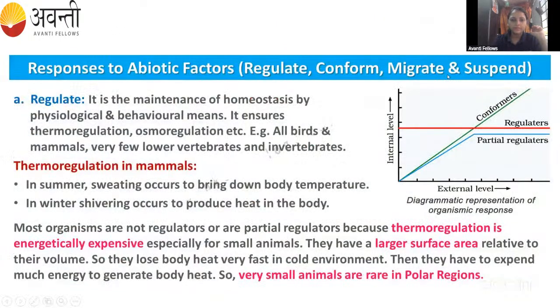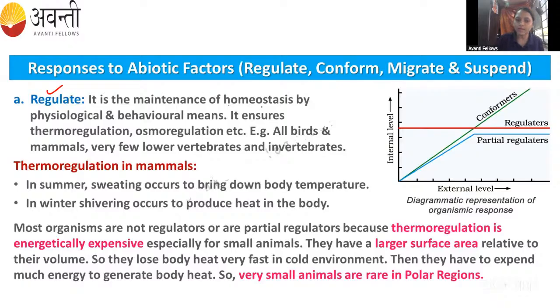Then coming to our responses to the abiotic factors. How we are going to respond to the abiotic factors, not only us, all the organisms. Okay. For example, regulators we can take. A regulator is a species which can regulate. Okay. For example, if you take humans and birds, mammals and birds are regulators. Why we call them regulators? Because they can maintain their body temperature by means of homeostasis.